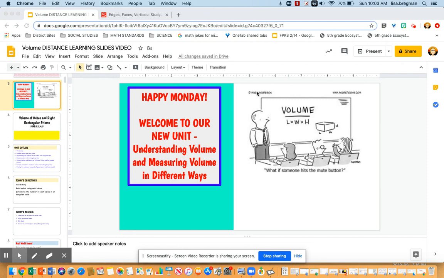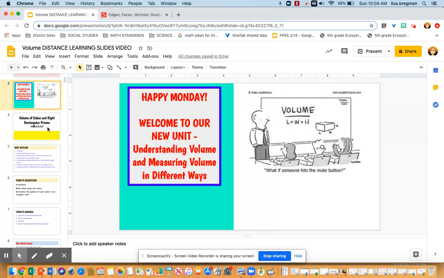Here is just a cute little cartoon for our volume. Volume, you see in the picture, length times width times height, which you will learn. And then someone wrote, what if someone hits the mute button? That's pretty funny. Get it, volume?